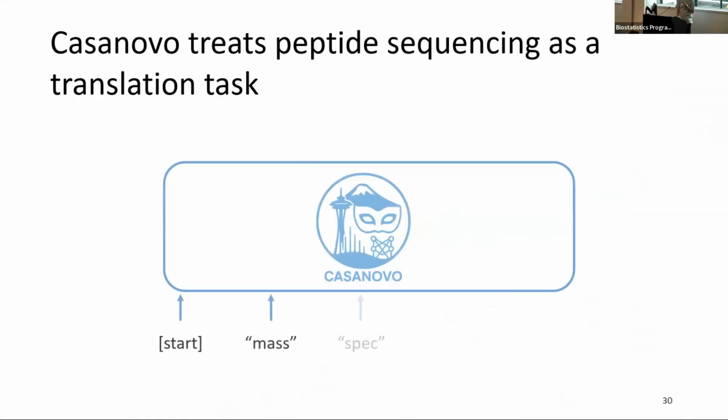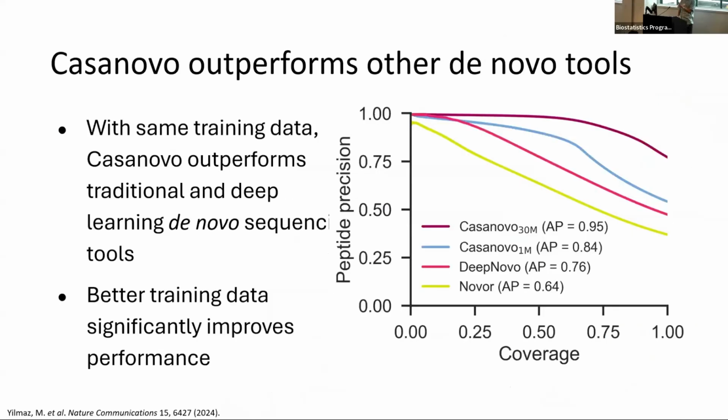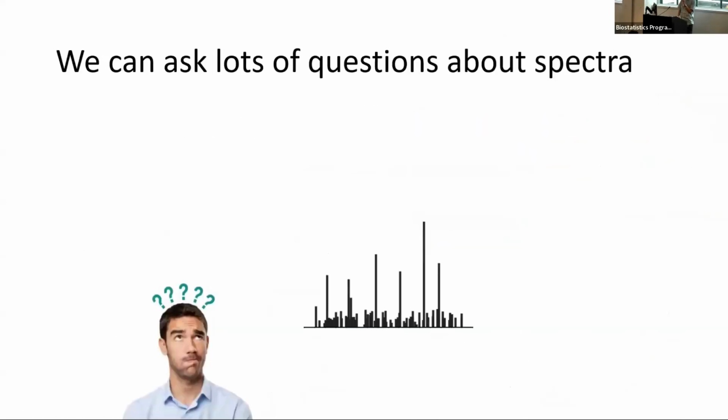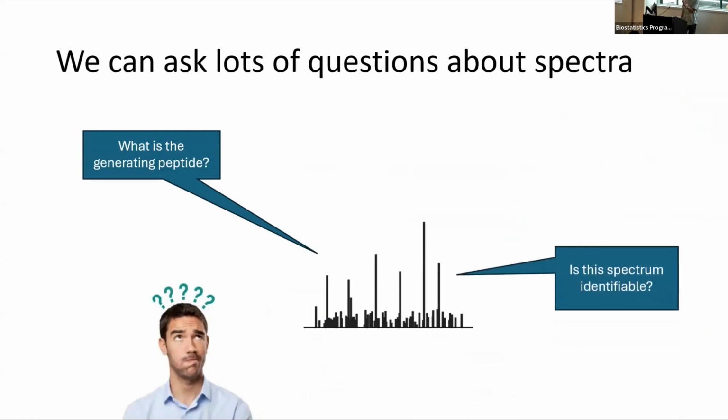So we treat this as a translation task. I'm going to skip over that. The architecture, it works great. But the main thing that I want to point out is that similar to the Hi-C setting, there are lots of questions that people ask. So all of these, there are papers about, like, what is the generating peptide? That's de novo sequencing. But also, is this spectrum going to be identified in database search?